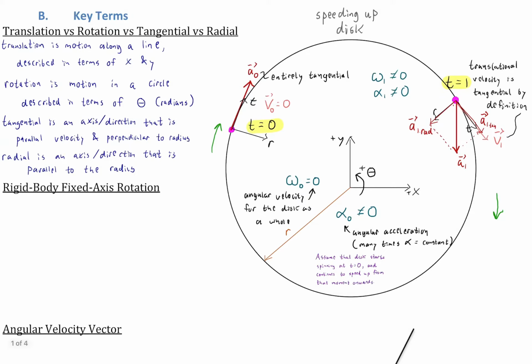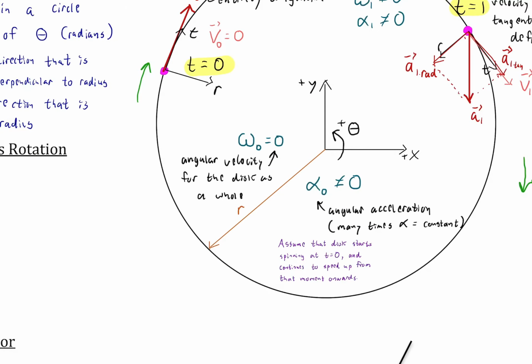All right, and if we look down here, we could maybe assume that angular acceleration is a constant. We're going to see a lot of examples of that. The whole next lecture is going to be focusing on that particular type of example. Furthermore, we're going to assume that the disk starts spinning at time equals 0 and continues to speed up from that moment onwards. And that is reflected in the vectors and the information on the rest of the disk.